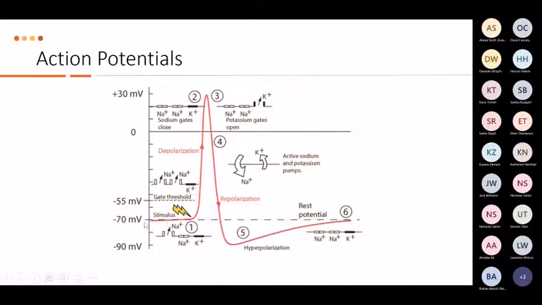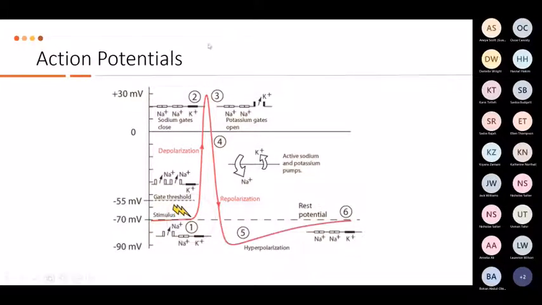You need a sufficient amount of stimuli to get the membrane potential to the threshold, which is usually around -55. So -70 is the resting potential, -55 is the threshold. And once it hits that threshold, the cell membrane starts to depolarize. The sodium channels are what flow in first. So these are going into the cell, depolarizing the membrane, and that's through the voltage gated sodium channels.